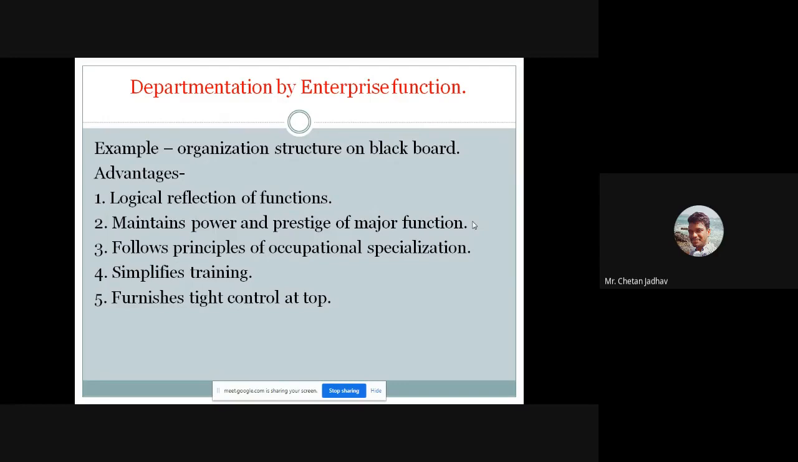So we, as an organization owner, can easily understand each and every departmental activity through this different departmentation. Okay, if I have to do an analysis of different departments, as I am the owner of this organization, it will be easy for me to take a review and have a logical reflection of all the functions at one single place. Then second, maintains power and prestige of the major function, and we can easily take an overview of each and every department without any hesitation.